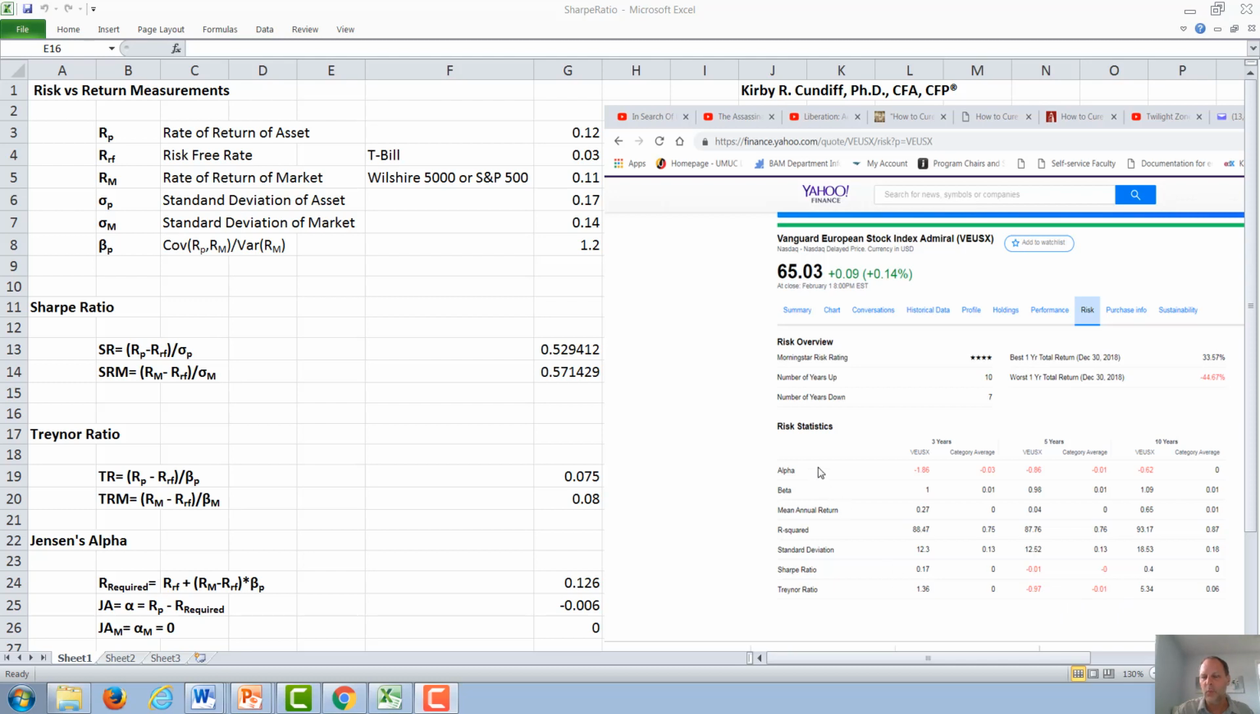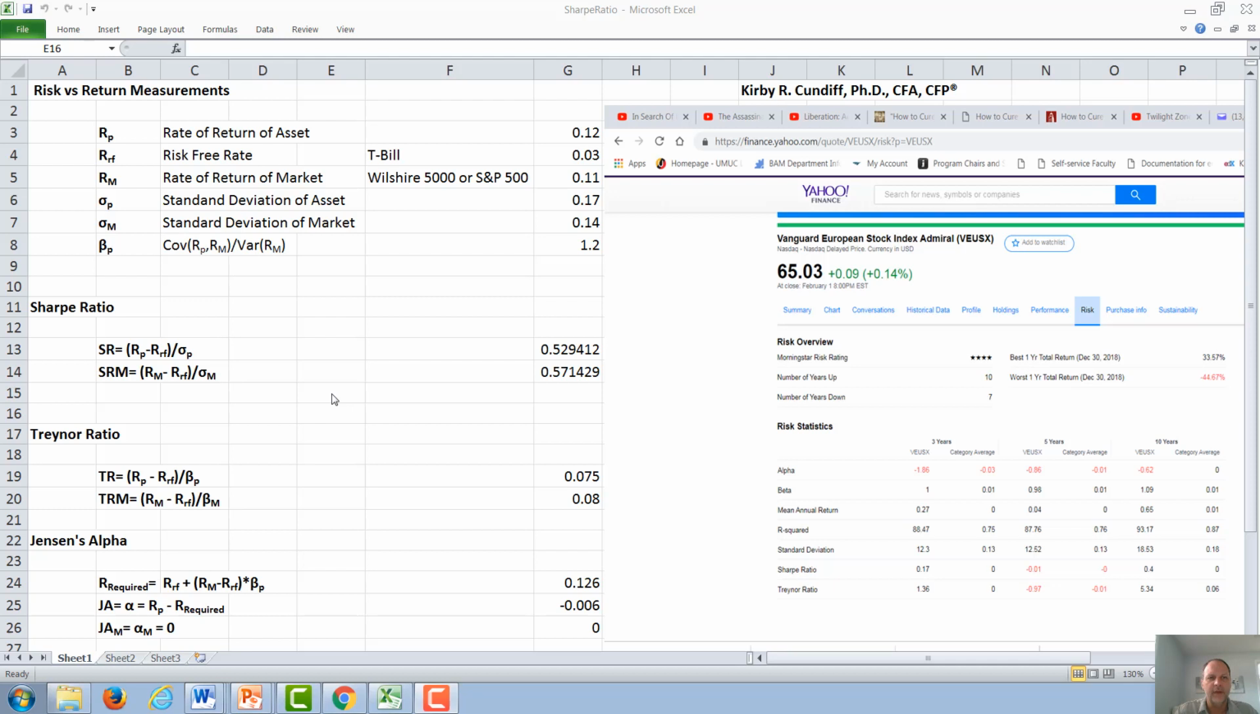For the alpha, we want it positive, as large as possible, because we want a rate of return of our investment above that required by CAPM. In this case, all of the alphas are negative, so this investment underperforms what it should be required to, given the beta, the risk measurement of the investment.